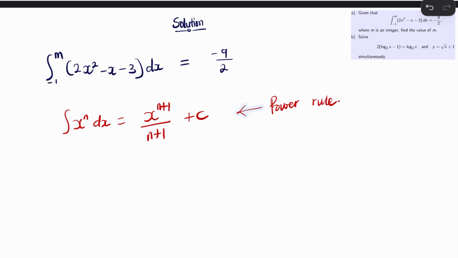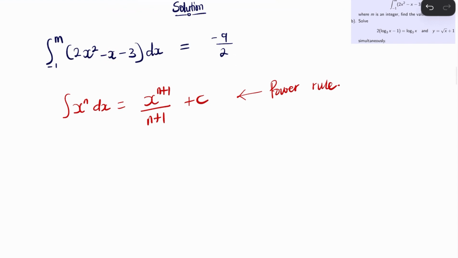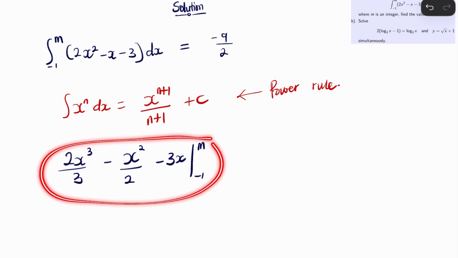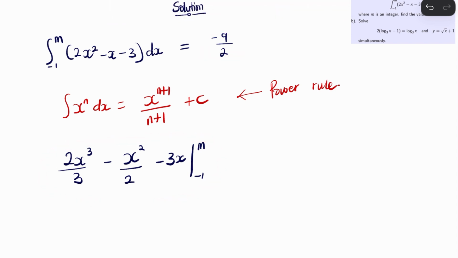Right, so now let's compute this integral. We add 1 to this exponent, then divide by the new exponent. Likewise, we add 1 here and so on. So we are going to have 2x³/3, minus, x has exponent 1, so you add 1, that's 2, then divide by the new exponent 2, so x²/2, minus, when you integrate 3, you get 3x, from -1 to m. And we are saying that this is equal to -9/2.